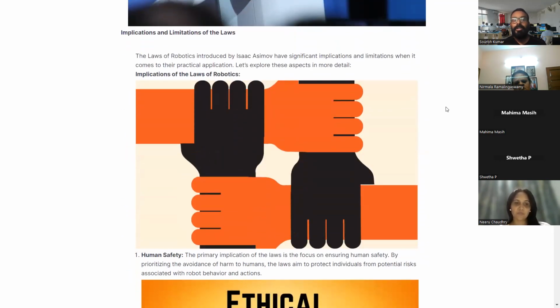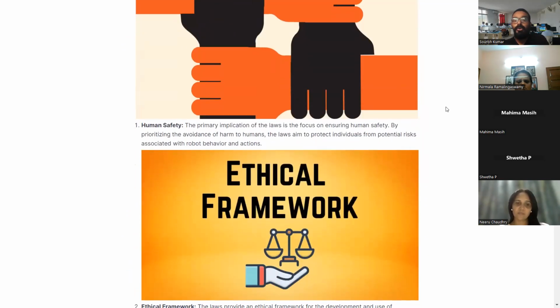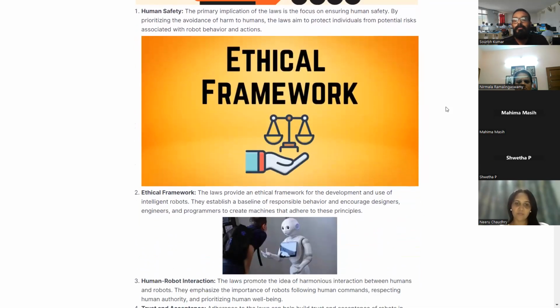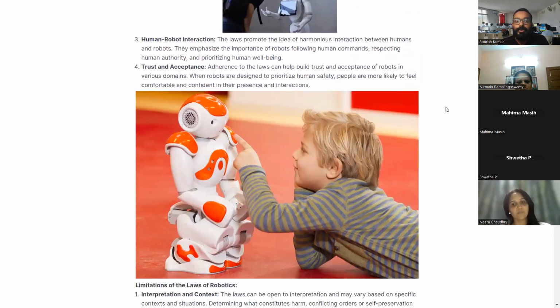So, implications and limitations. Let me tell you one thing. It is more important to take care of human safety throughout the process. So we must idealize those devices which are safe for human beings and other animals around. It must ensure the safety of human beings or any other animals around it, prioritizing the avoidance of harm to humans, as the law aims to protect individuals from potential risks associated with risky robot behavior and actions. So an ethical framework is also very important.